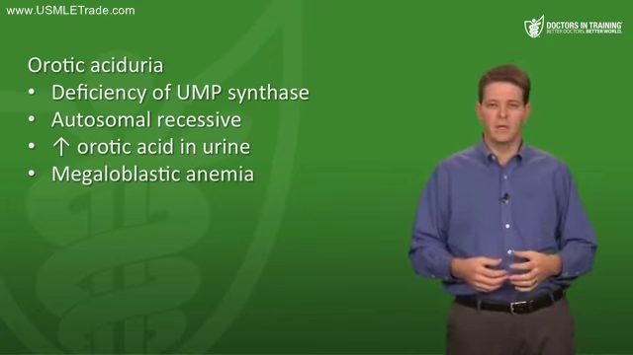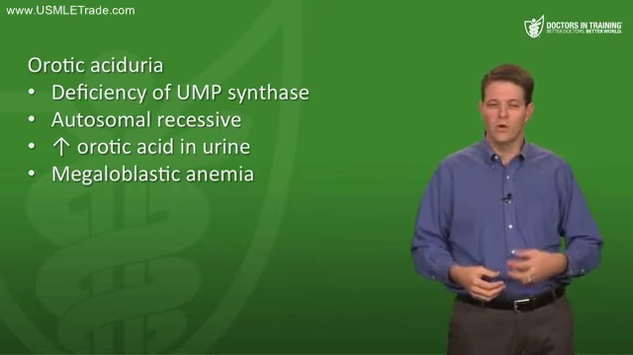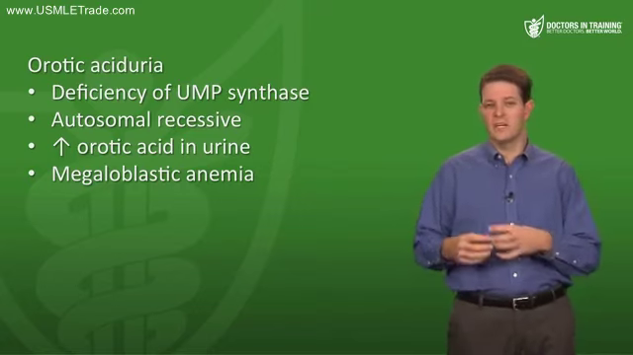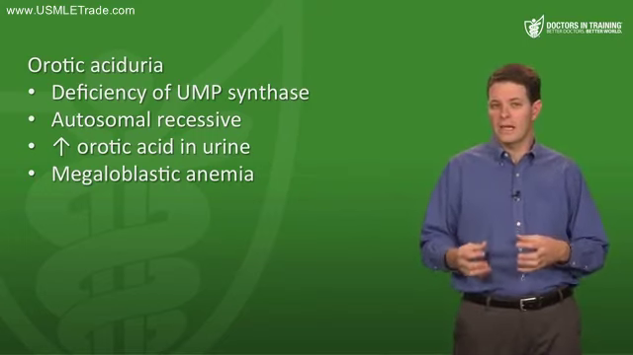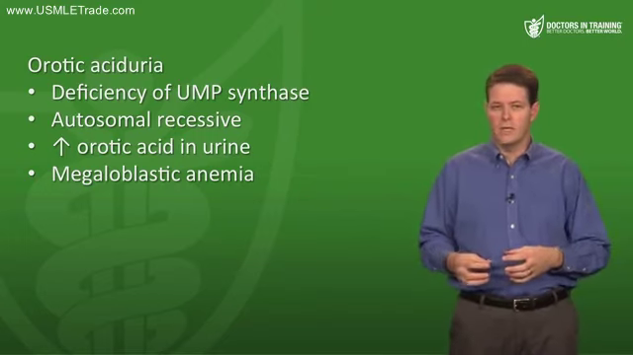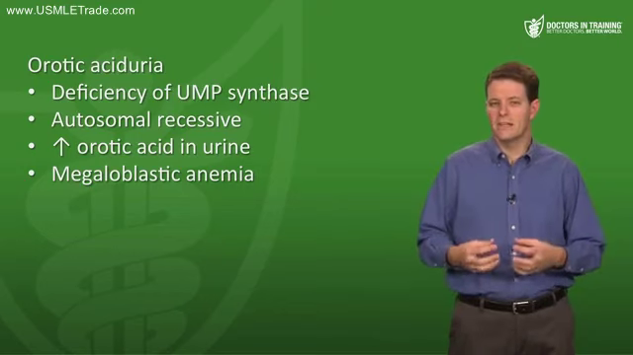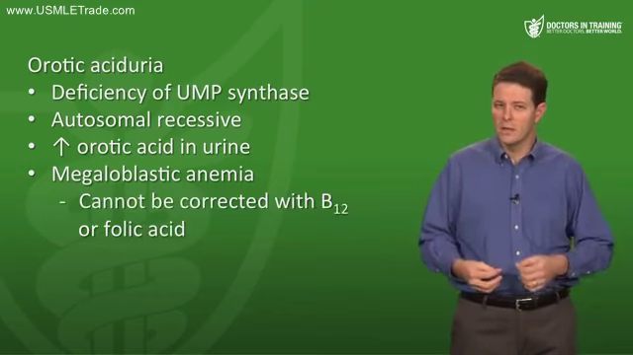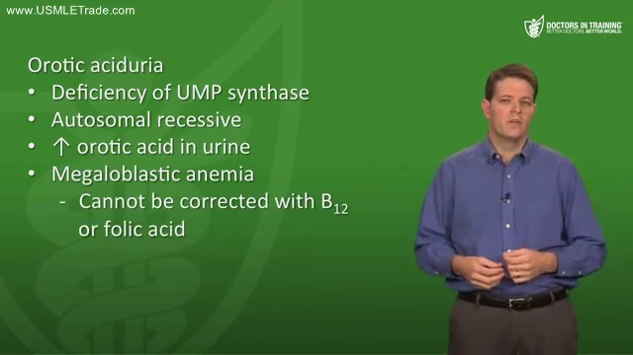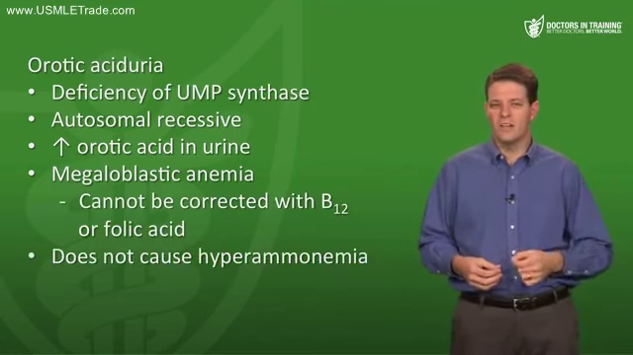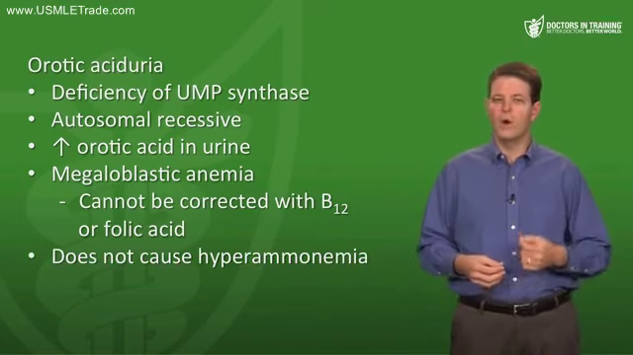The most common causes of megaloblastic anemia are B12 deficiency or folate deficiency, which blocks the tetrahydrofolate part of this pyrimidine synthesis pathway. But with orotic aciduria, the problem is not B12 or folate, so orotic aciduria causes megaloblastic anemia that is not corrected by giving B12 or folic acid supplements. Another distinguishing feature is that orotic aciduria does not cause hyperammonemia or high ammonia levels.